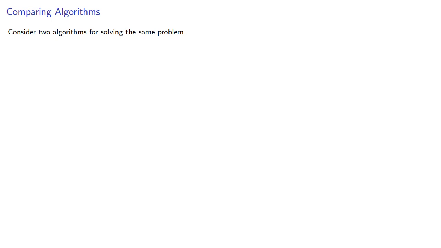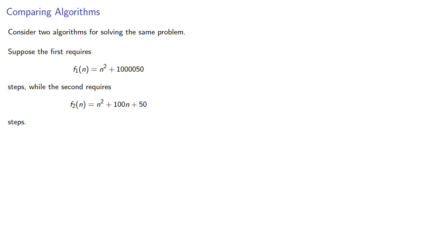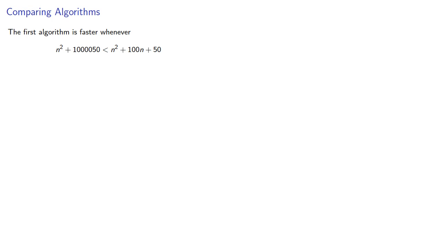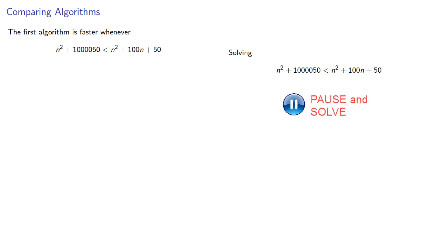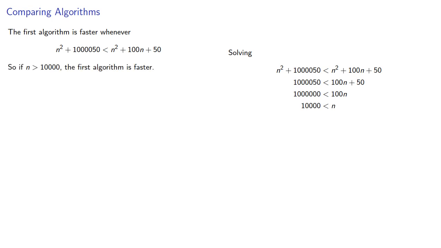Now consider two algorithms for solving the same problem. Suppose the first requires this many steps, while the second requires that many steps. Which algorithm is faster? And the answer is, it depends on the size of n. The first algorithm is going to be faster whenever the number of steps is less than the number of steps required for the second algorithm. Well, that's an inequality, so we can solve it, and we find that for n greater than 10,000, the first algorithm is faster.